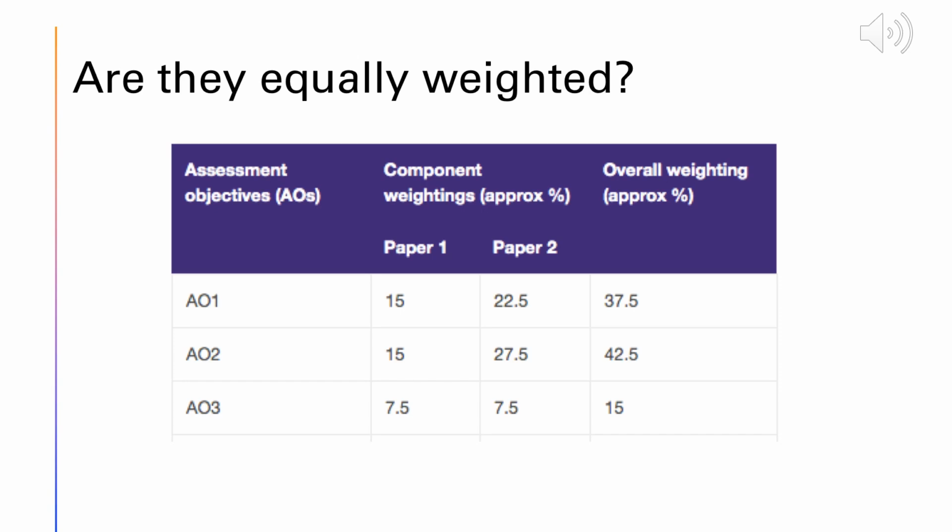Now, the first thing we need to bear in mind is that these assessment objectives, although they are all important, aren't equally weighted. As you can see there, AO2 is worth considerably more than AO3 and slightly more than AO1. So obviously that's where the bulk of your essay needs to be from. But what are each of those AOs?